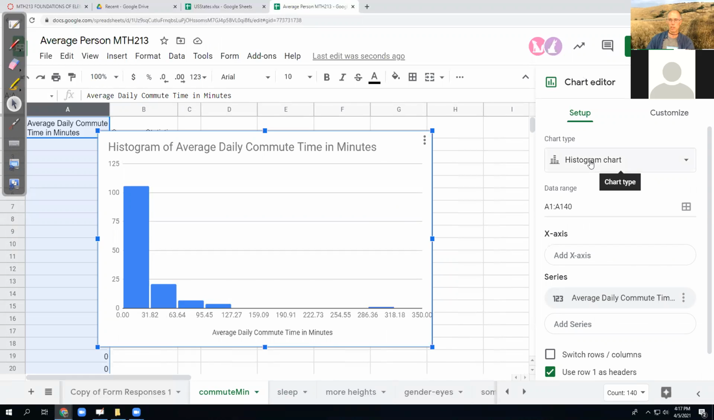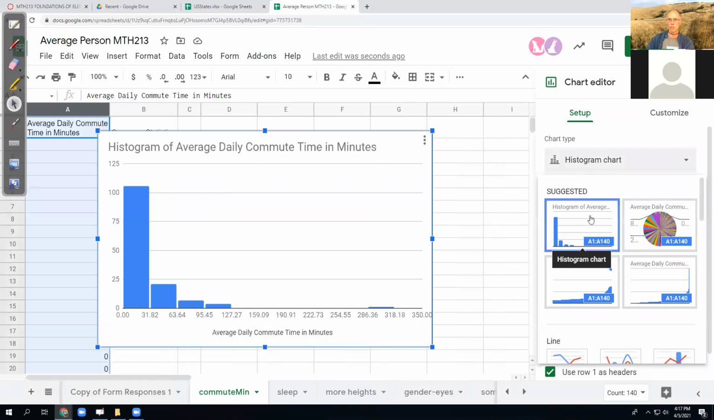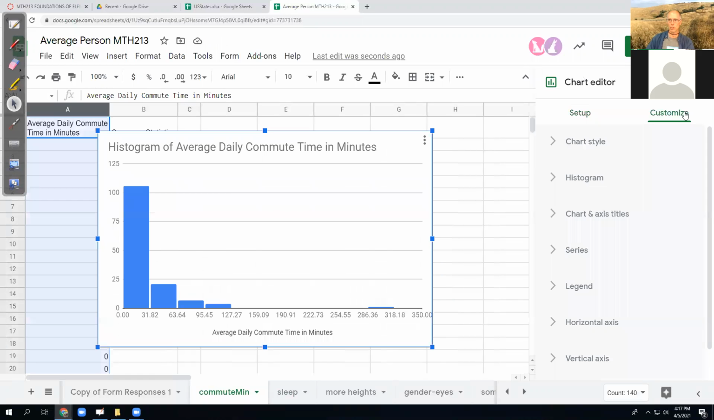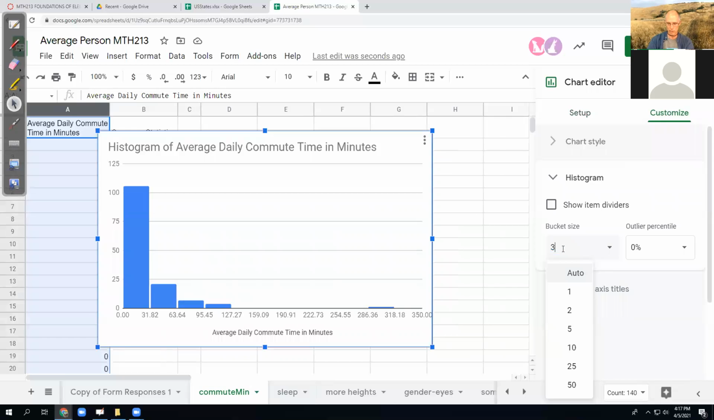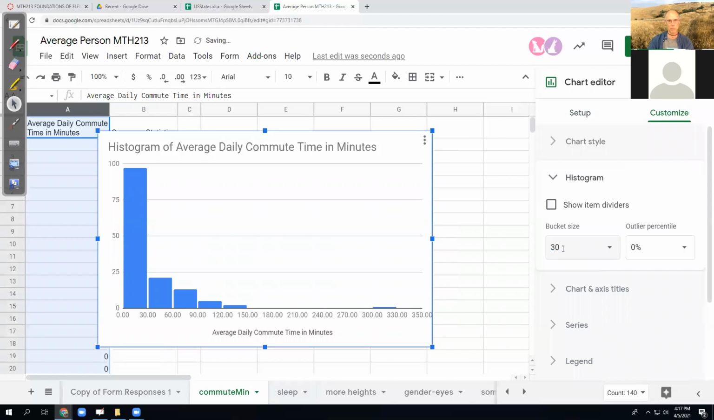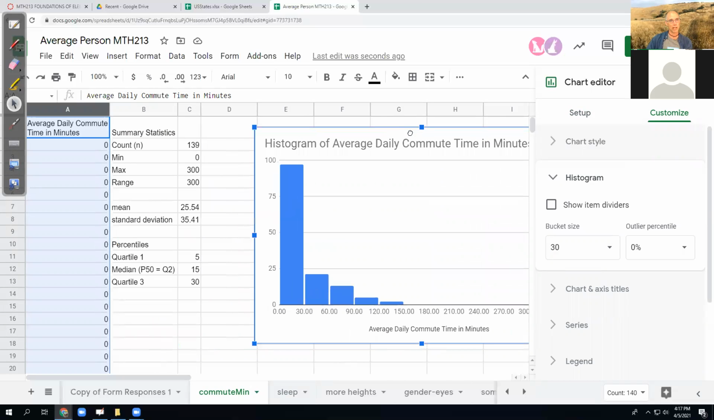That seems okay, maybe. So histogram, customize, instead of auto, let's make it 30 to clean up those numbers. Often what I'll do is look at what Google guessed at and just clean up the number a little bit. You've seen me do that a few times now. I have a lot of empty buckets because I have a big gap between the maximum and the next highest number. The maximum was 300 minutes.